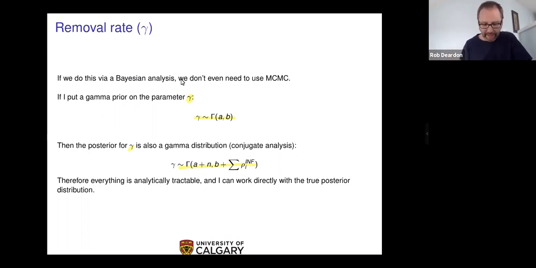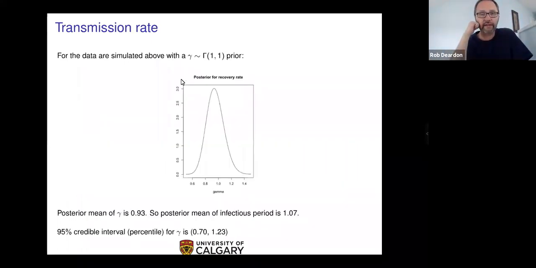And note that in here, the first parameter depends on the prior and the sample size, which I think previously we called capital N, right? The second parameter is given by B plus the sum of all the infectious periods. Okay, so everything's analytically tractable, and my posterior for the gamma looks like this.